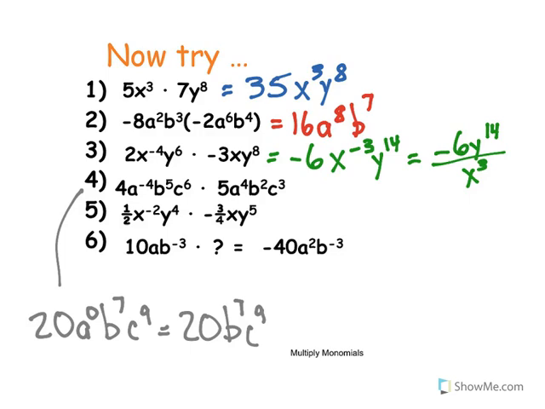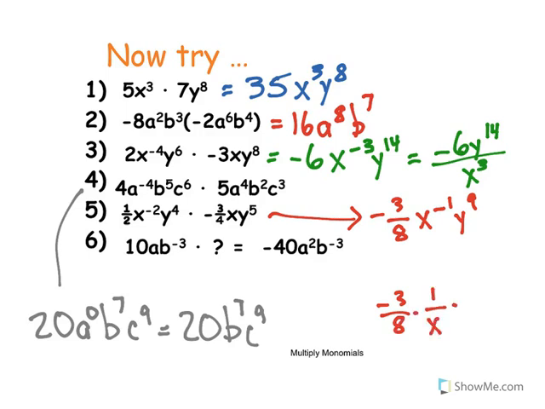For number 5, we just have some fractions, right? This one actually turns out to be kind of hard. So 1/2 times negative 3/4 is negative 3/8. X to the negative 2nd times x to the 1st is x to the negative 1st, and then y to the 9th. If you wanted to write this as a fraction, you get negative 3/8. X to the negative 1st is 1 divided by x to the 1st, and then times y to the 9th. So you actually end up with negative 3y to the 9th divided by 8x. So that's a pretty tricky one.